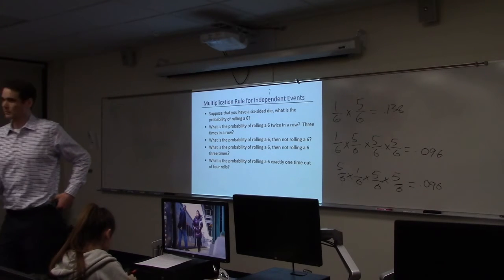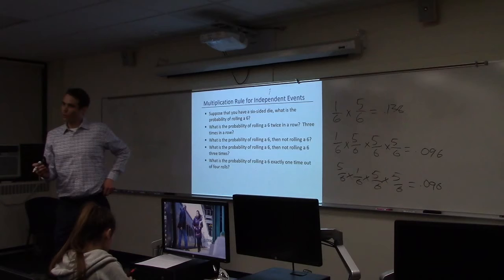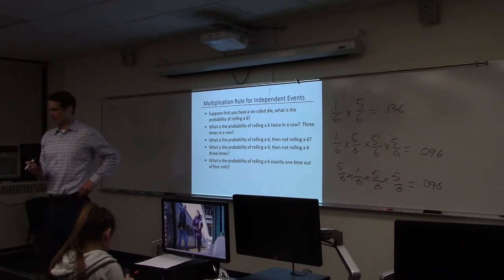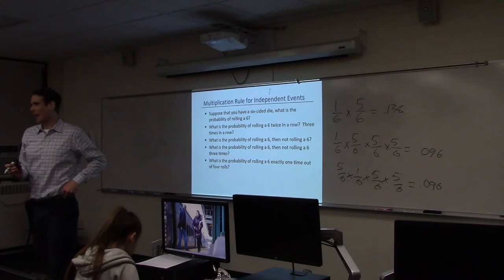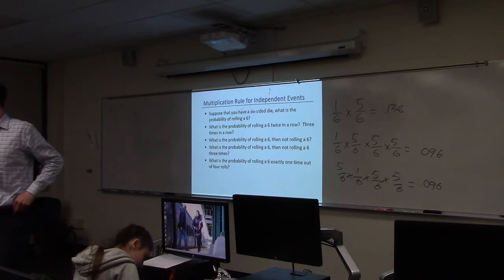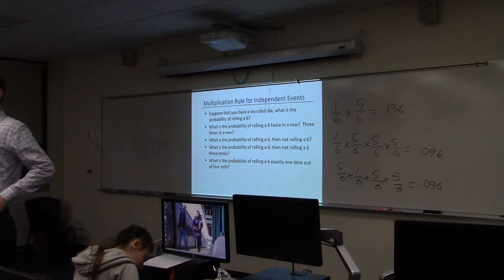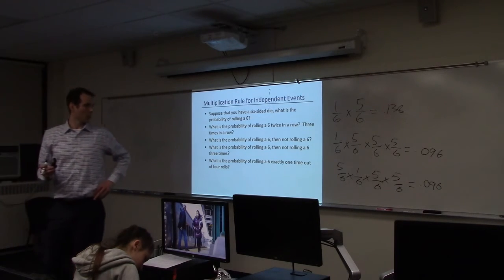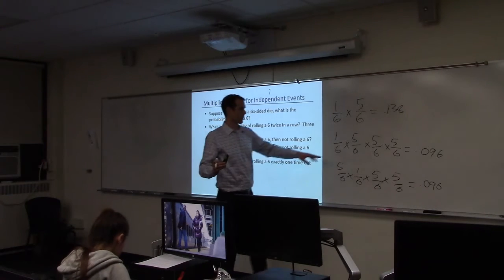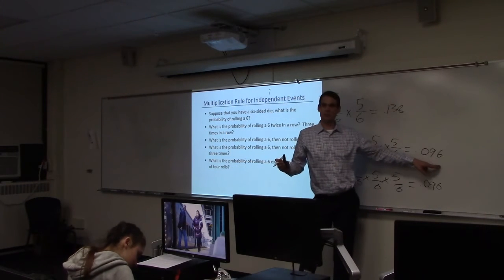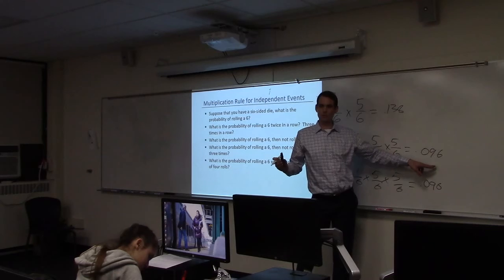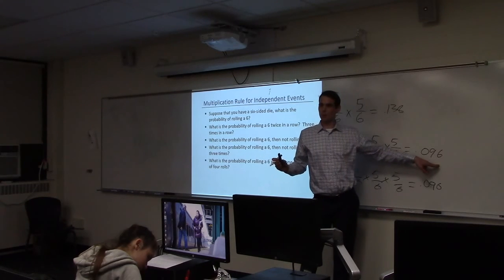0.096 times 4. Because there are four different ways that this could happen. The probability of it happening each time is 9.6%. How'd you get that number again? For the recent question, the probability of rolling a 6 exactly one time out of four rolls, it's this times 4.